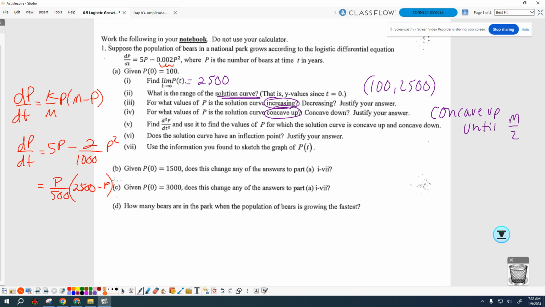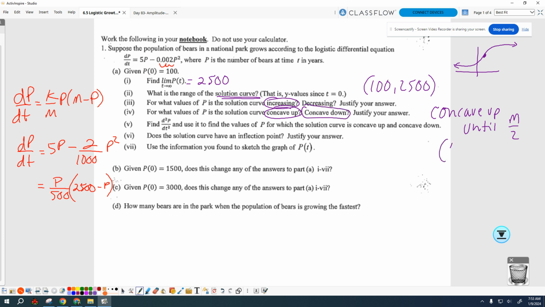So for every question, it's concave up until half the max carrying capacity. These graphs always look like this. That y-axis can get shifted around. We can say, oh, well, we've improved their enclosure, they have more space, so maybe max capacity goes up, or maybe the K value changes and makes it steeper or less steep. But it's concave up till half max carrying capacity, which in this case, you're right, it was 1250, and it's concave down.